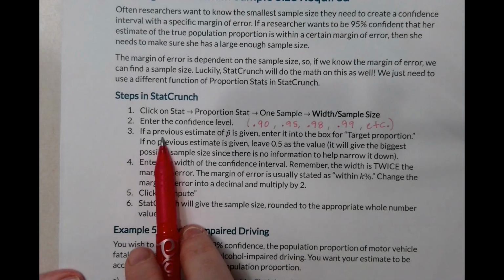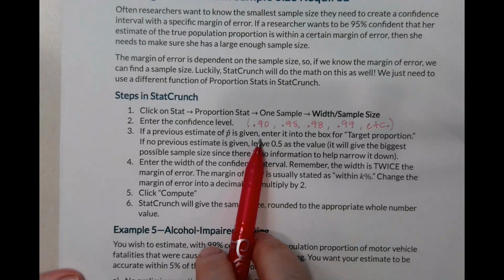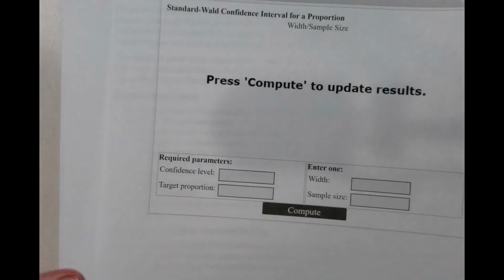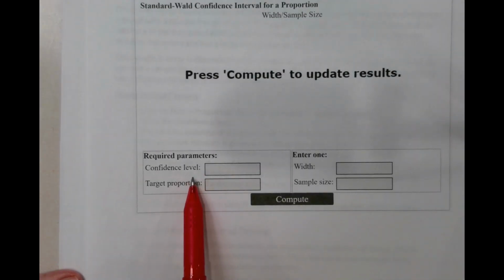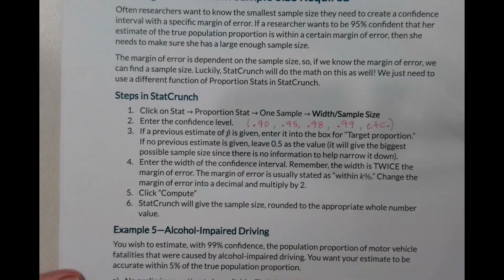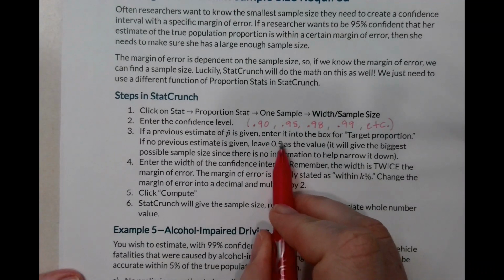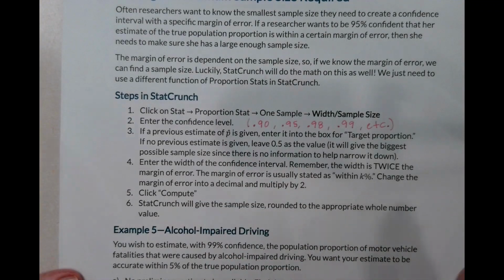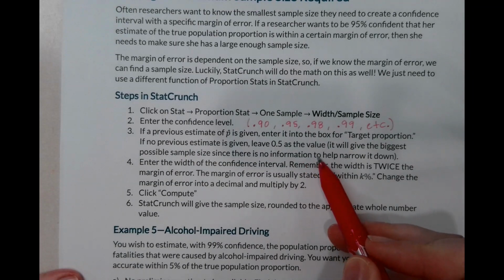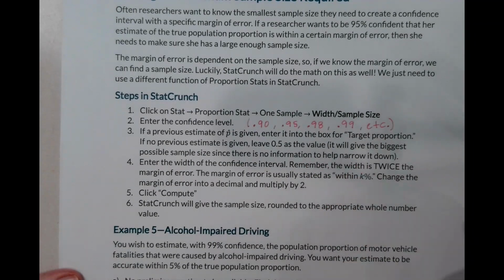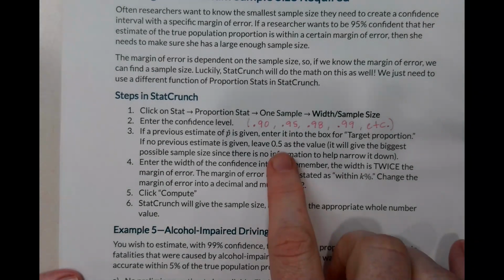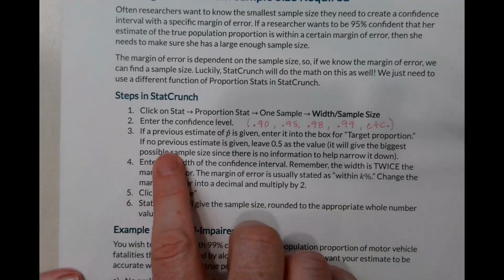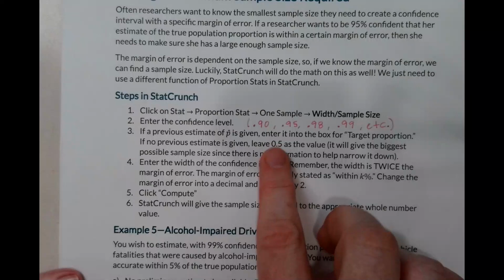Then, if a previous estimate of p hat is given, we want to put that into the box for target proportion. That was that second box under the required parameters. So if we don't know anything, however, we're going to use 0.5. 0.5 will give us the largest possible sample size. If we have a p hat, that helps us narrow down. We have some reason to believe that it might be larger or smaller than a half, and so we don't have to have quite as many in our sample. But if we don't know, then we use 0.5.